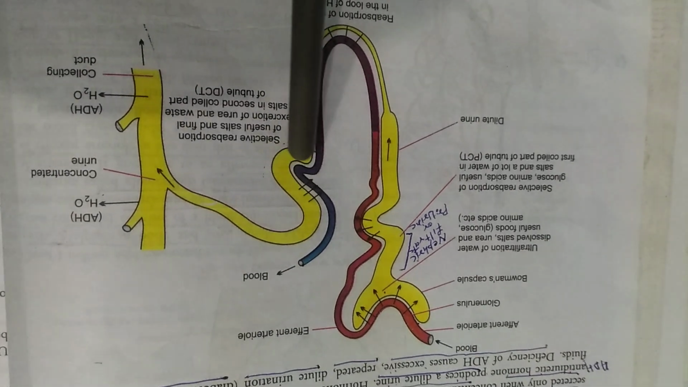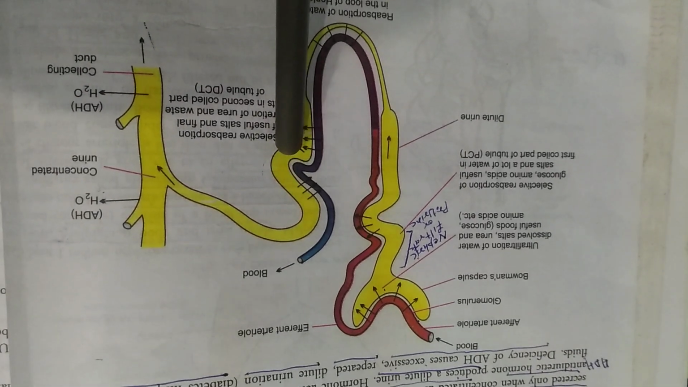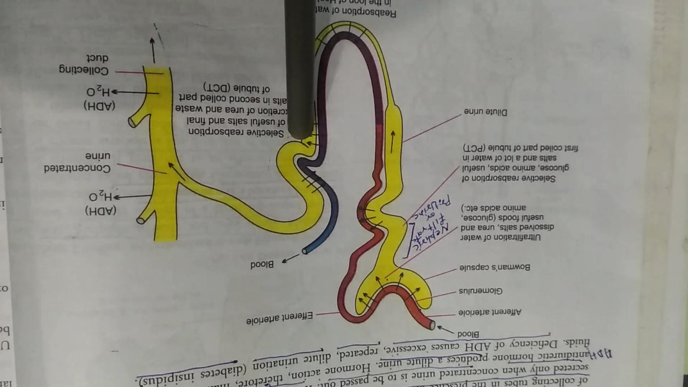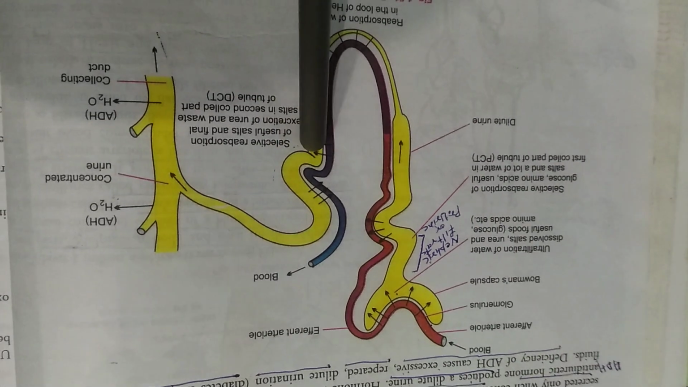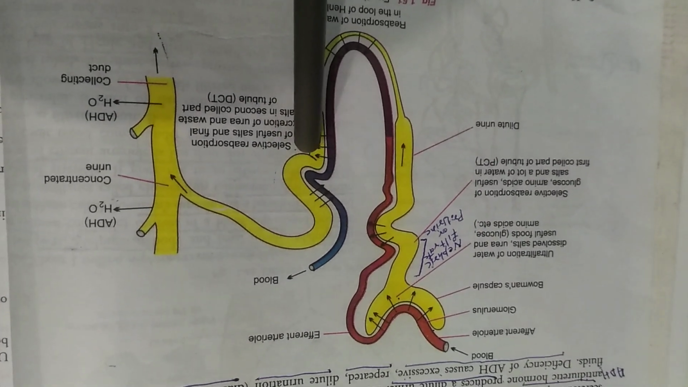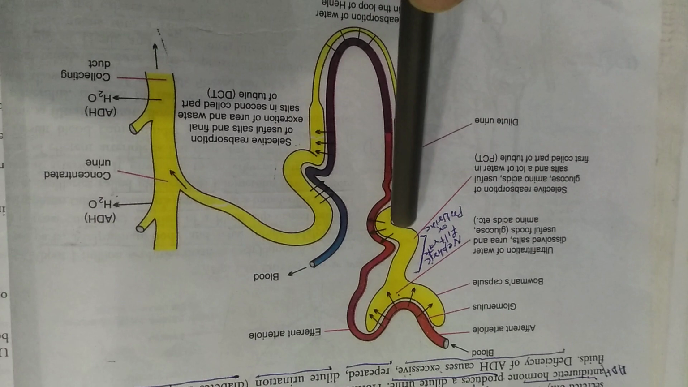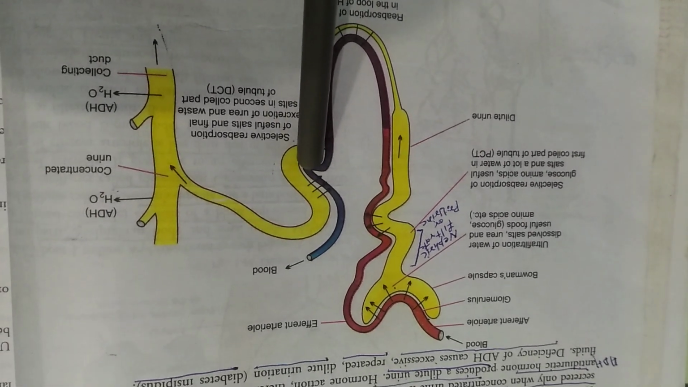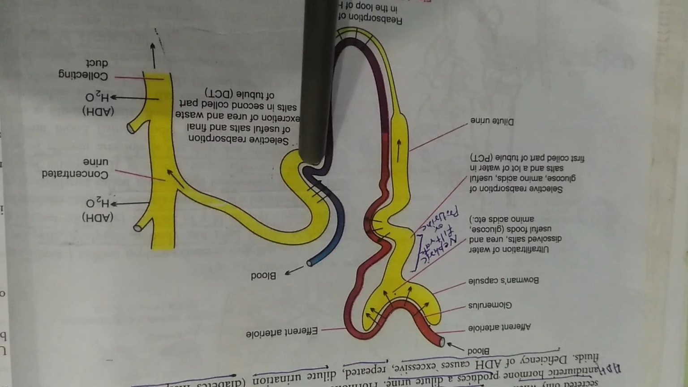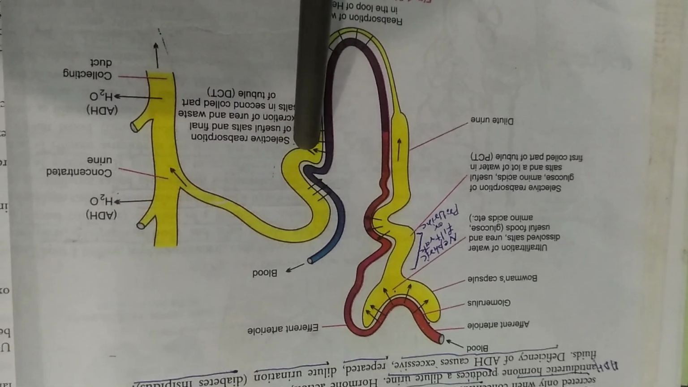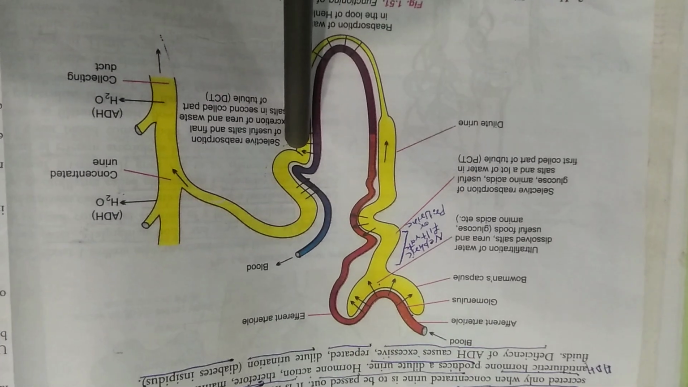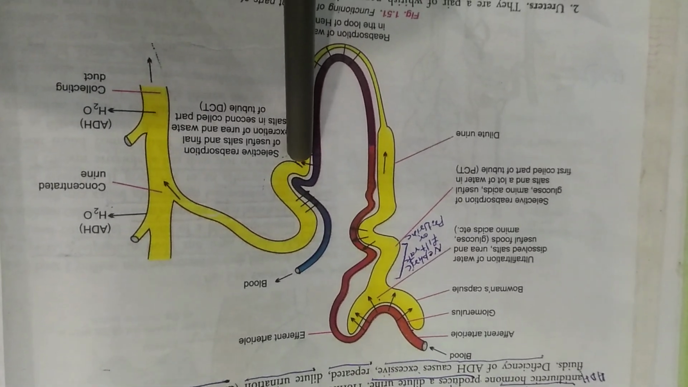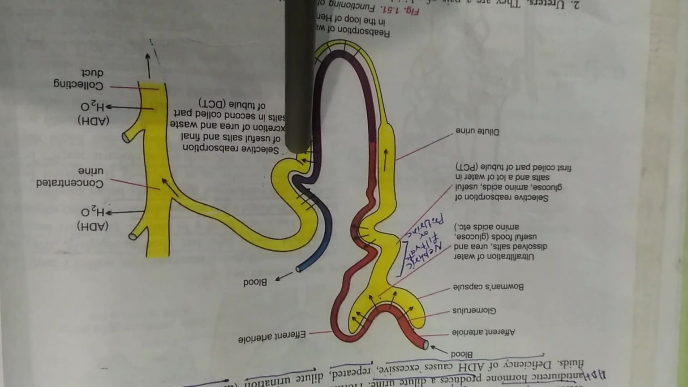Here tubular secretion occurs. Mostly tubular secretion occurs in the DCT, distal convoluted tubule. A smaller amount of tubular secretion also takes place in PCT. And DCT ensures the removal of all the waste products from blood, that is urea, uric acid, creatinine, etc., and extra salts into the urinary tubule to maintain a proper concentration.